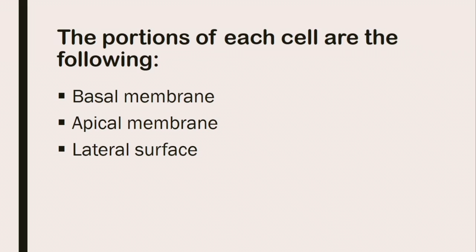Some solutes also diffuse from the lumen of the proximal convoluted tubule into the interstitial fluid by moving between the cells across their lateral surfaces. So, when the concentration of the solutes in the lumen becomes higher than in the interstitial fluid, these solutes will diffuse between the tubule cells into the interstitial fluid.